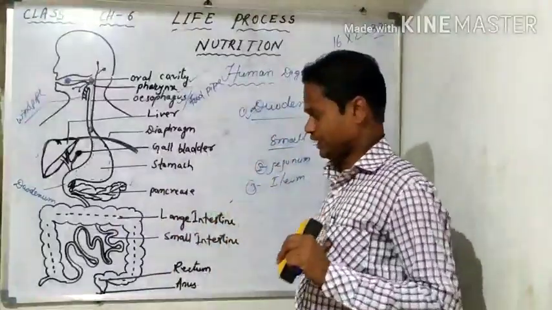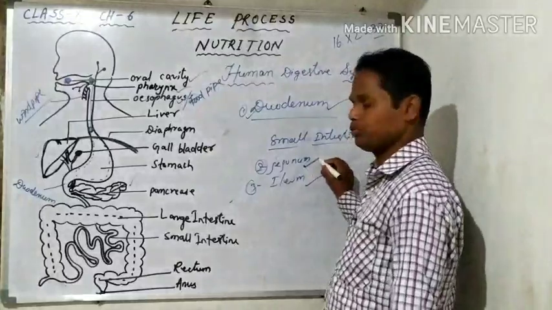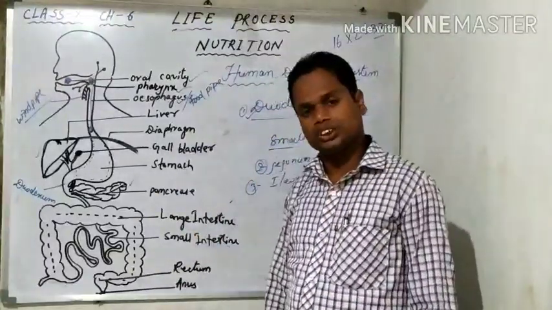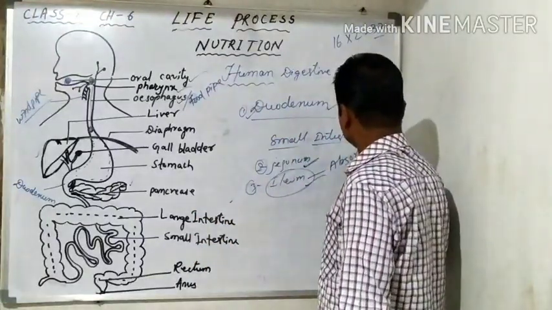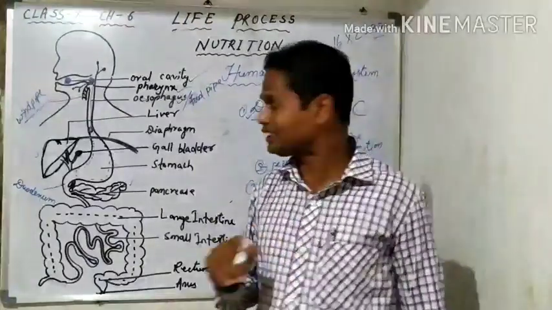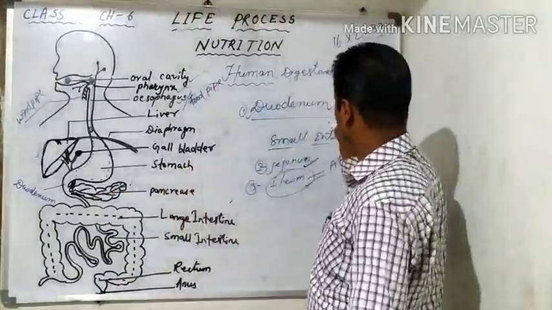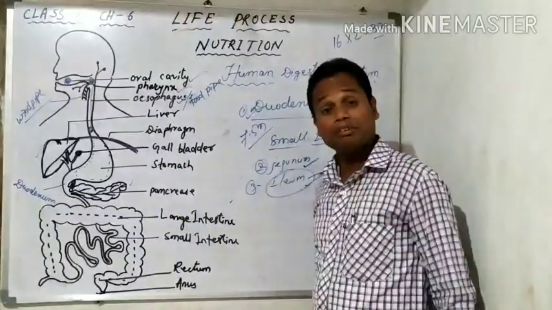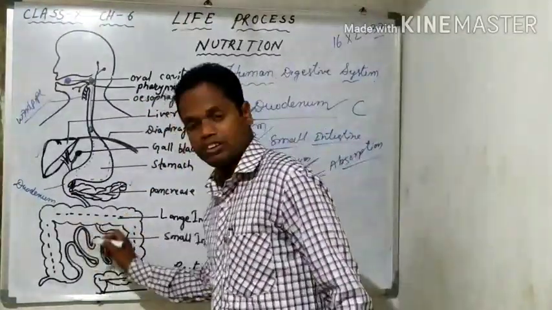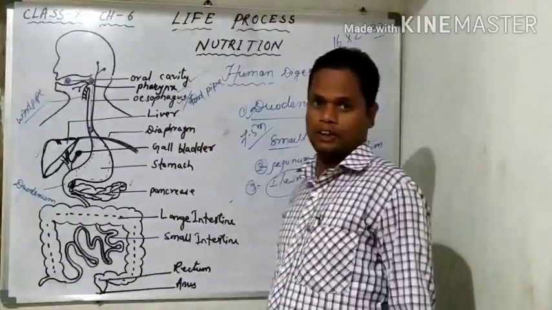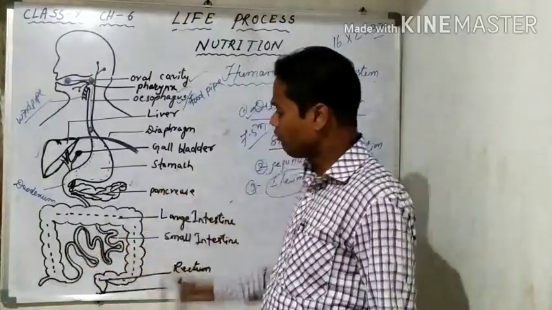Now coming to the small intestine, the jejunum and ileum. The process of digestion occurs in the duodenum and jejunum. Up to the jejunum, the digestion process occurs, and after that, in the ileum, absorption is completed. Absorption work happens in the ileum. The small intestine is nearly 7.5 meters in length. It is very long and is coiled very closely inside the large intestine.